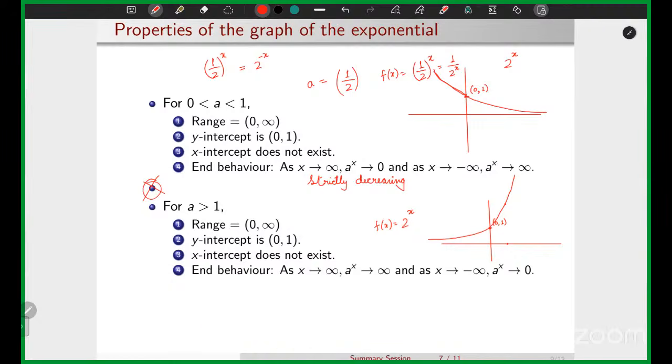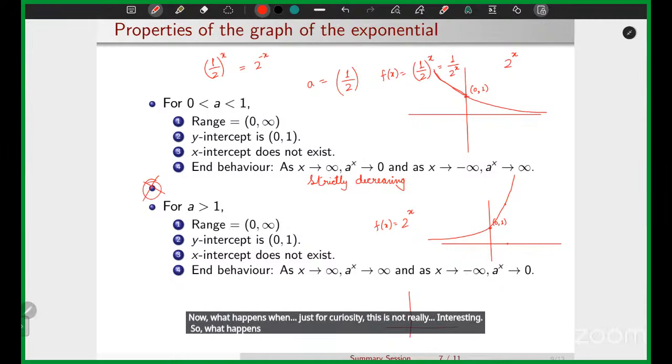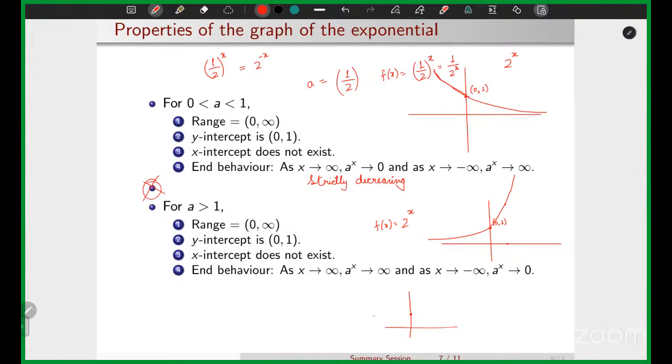Now, just for curiosity, this is not really interesting. What happens when a is equal to 1? There it would be a straight line. It will be a horizontal line, yes, right? So the y-intercept is still (0, 1), but it's a constant function.